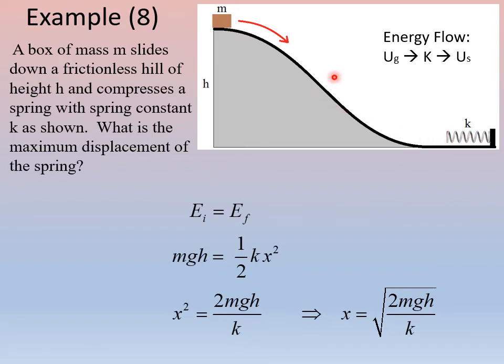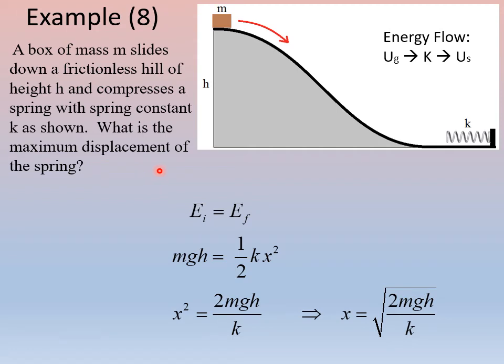Now, let's think about the flow of energy in this problem. So we start out at the top with just potential energy due to gravity. So that's our U sub G. As the box slides down the hill, that potential energy is being converted into kinetic energy. In fact, when the box reaches the bottom of the hill right here before it hits the spring, all of that potential energy has been converted into kinetic energy. But then the box slams into this spring, and all that kinetic energy gets converted into elastic potential energy, the U sub S, where S is for spring. So the spring compresses until it gets to its maximum compression. At that point, the kinetic energy is 0 because the box stops, and all the energy is stored in the spring. So at that point, we're going to figure out how far the spring actually compressed.